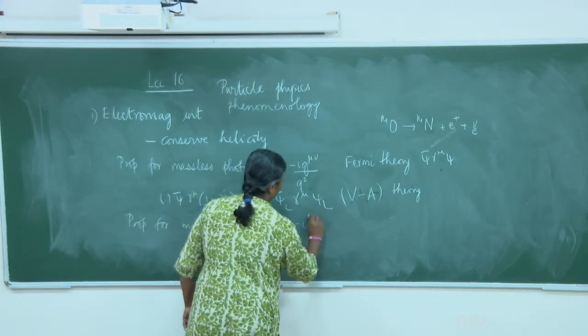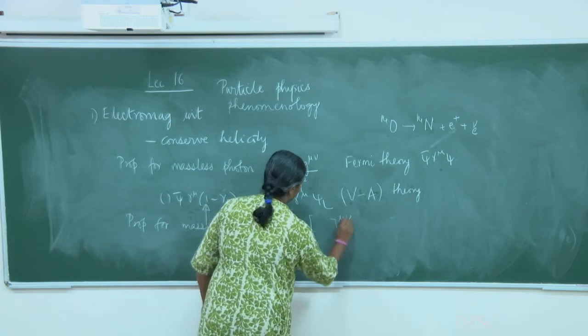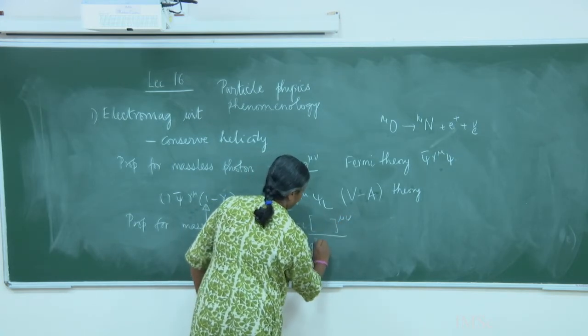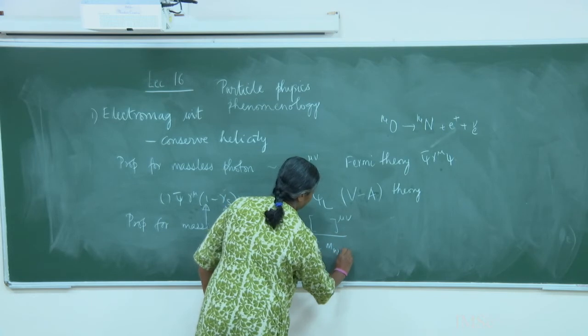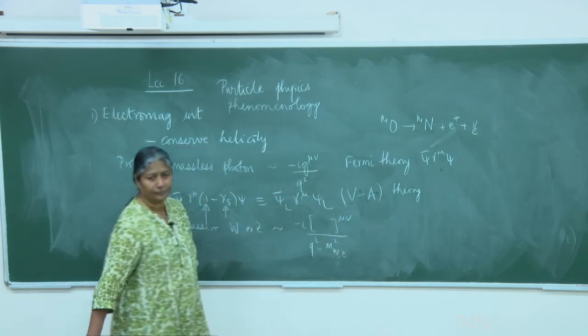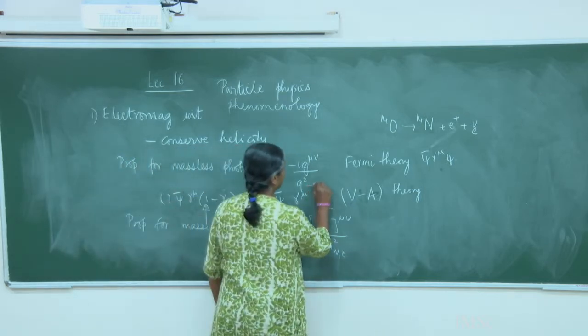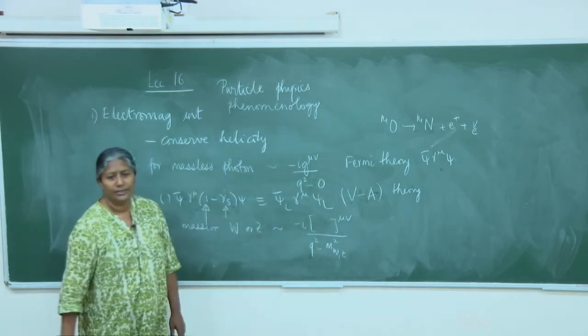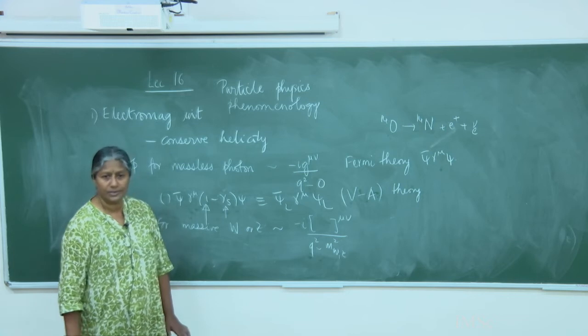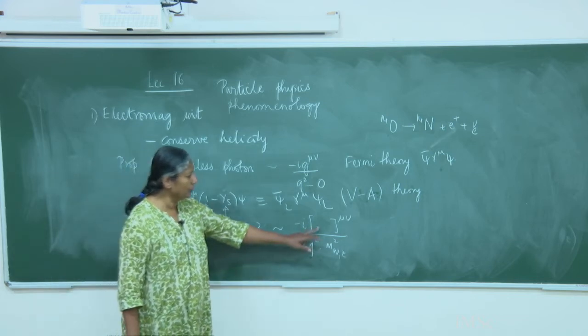As I said, I will not write what the numerator is because there is a complication there, but I am only interested in either MW or the denominator. This denominator is dictated by the mass shell condition because photon mass is 0. This is q squared minus m squared always in the denominator. The structure of the numerator may be different.